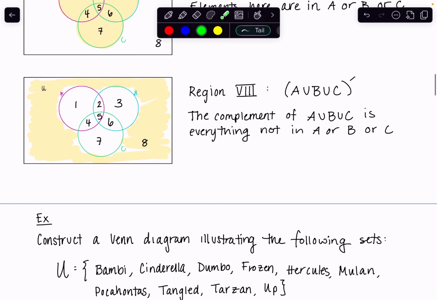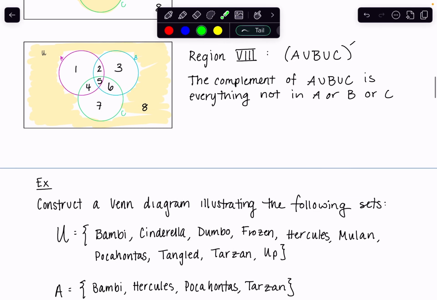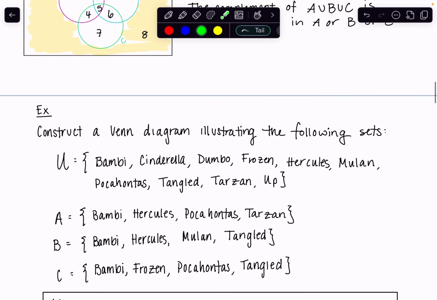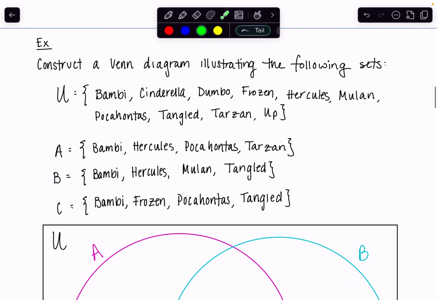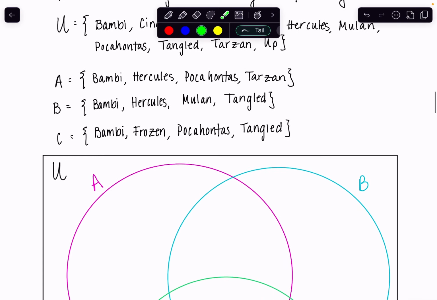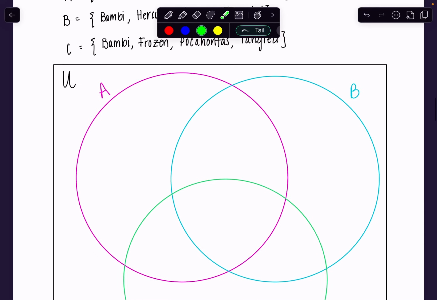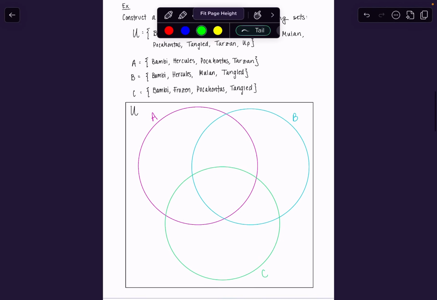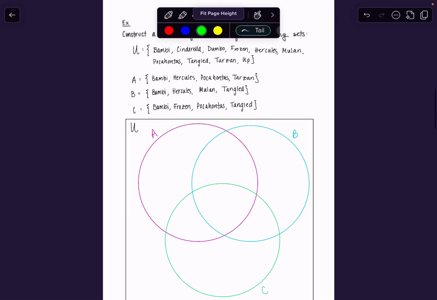So we're going to try an example with that. We want to construct a Venn diagram illustrating the following sets. So we have our universal set U, which is a ton of different Disney movies. And then we have these 3 subsets, A, B, and C. And so what I want to do is I want to fill in my Venn diagram. So I'm going to go ahead and zoom out a bunch to be able to fit this all on one screen. So again, I always want to start right here in the center.